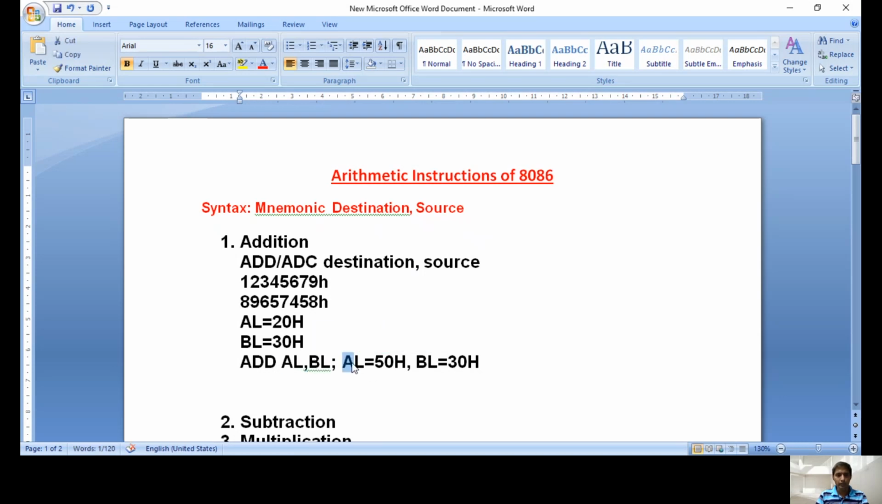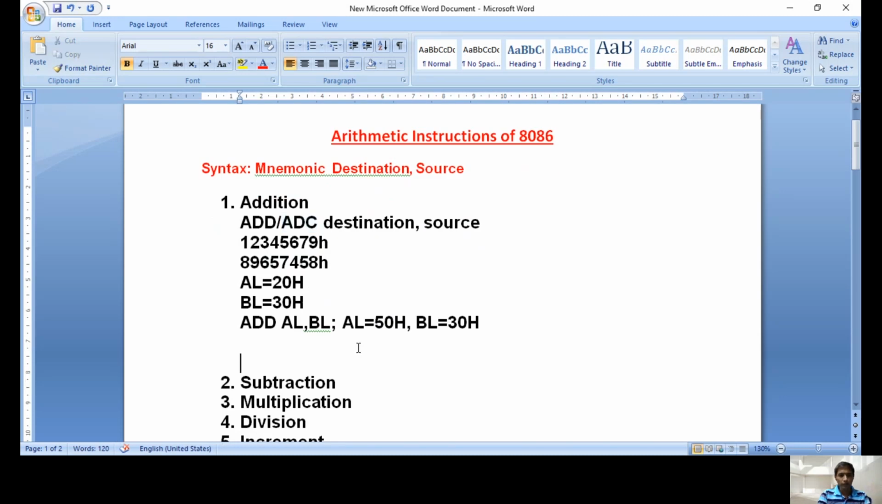So before addition, AL is 20H. After addition, AL becomes 50H. Like that, addition occurred. So this is normal addition. If you write ADC, what happens? If you take a number of more than 16 bits, that number has many bytes. In order to add those numbers, we use the ADC instruction. That's the difference in addition type.